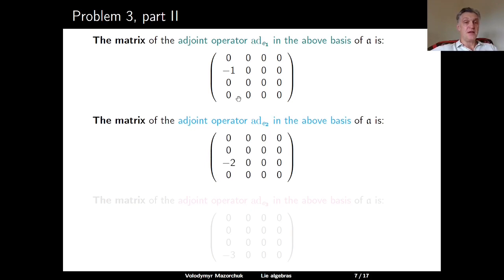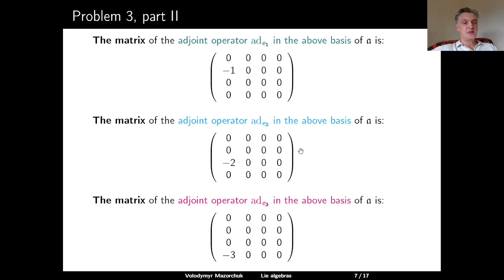Similarly, the matrix of the adjoint operator for e2 is a matrix where in the first column we have 0, 0, minus 2, 0, and the rest is 0. And the matrix for the adjoint operator of e3 has 0, 0, 0, minus 3 in the first column, and the rest is 0.